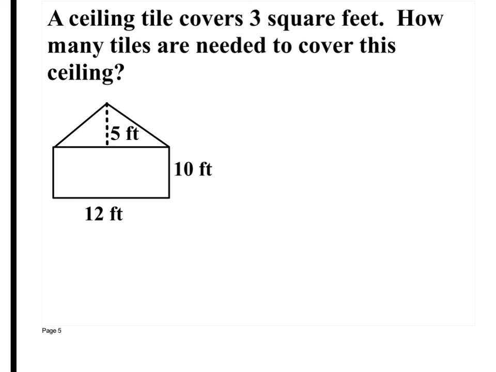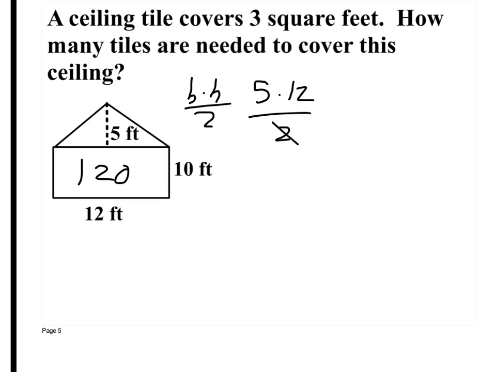So, for this, the rectangle, 12 times 10 is 120. Then I'm going to find the area of the triangle, which is base times height divided by 2. So 5 times 12 divided by 2. Same thing as taking 5 times 6. So the area of the triangle is 30 feet. Everybody with me? So then I combine them. What is 30 and 120? 150. So the total area of this is 150 square feet.